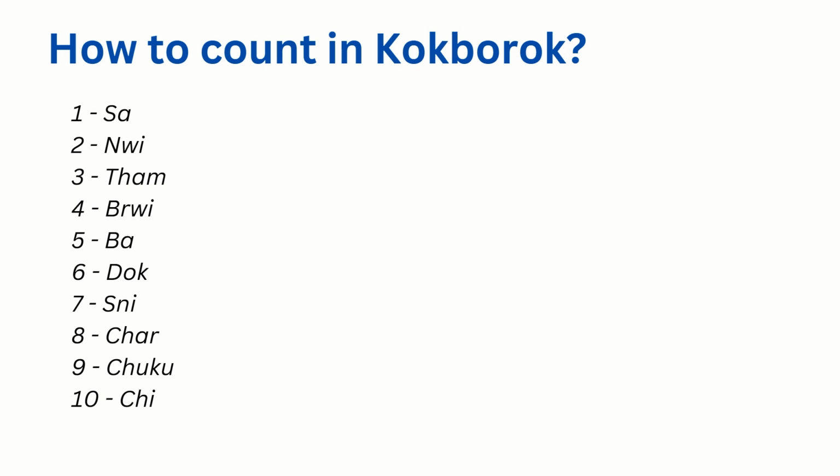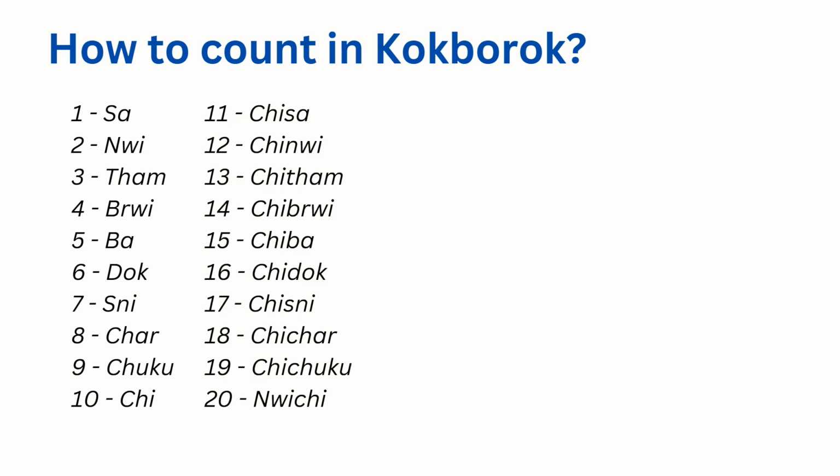So this is how we count in Kokborok. For 1 we say sa, for 2 we say nui, for 3 we say tham, for 4 we say bri, for 5 we say ba, for 6 we say dog, for 7 we say sni, for 8 we say char, for 9 we say chuku, and for 10 we say chi.